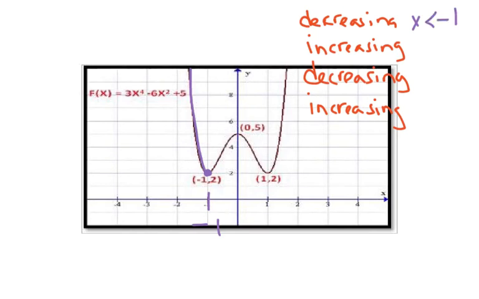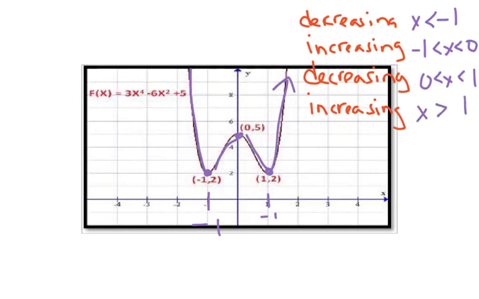And then from x is negative 1 to x is 0, it's increasing. So we're going to write from negative 1 until 0. And I just wrote that as a compound inequality. Then from 0 until x is positive 1, the graph was decreasing. And then when x is 1, up forever, the graph is increasing again. So notice that the two ends of the graph have a single inequality, and the ones in the middle were those compound inequalities.